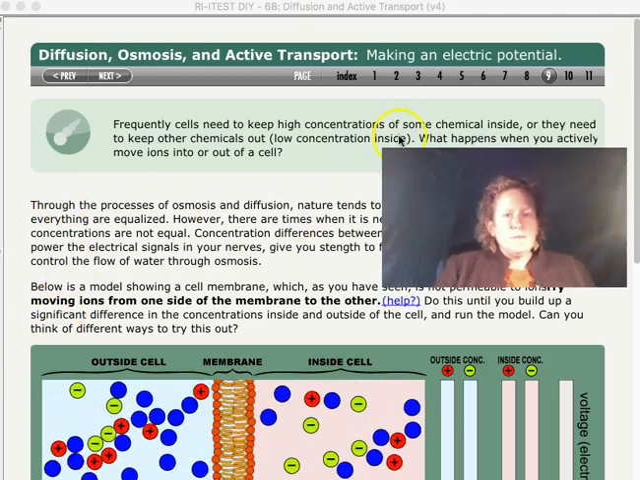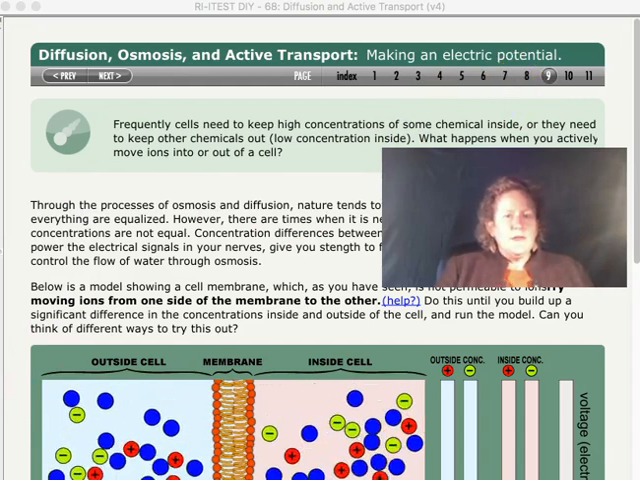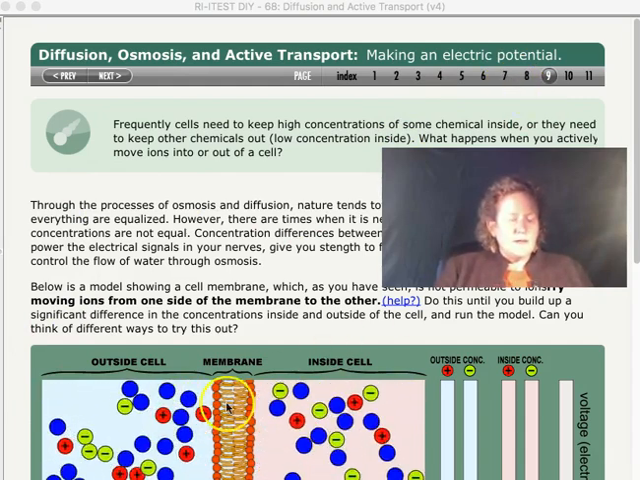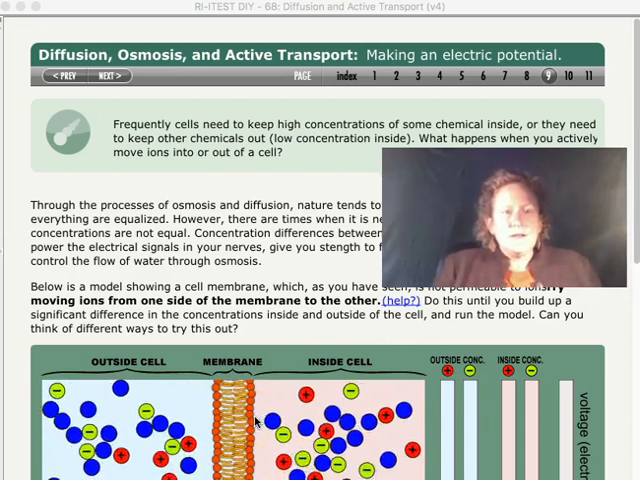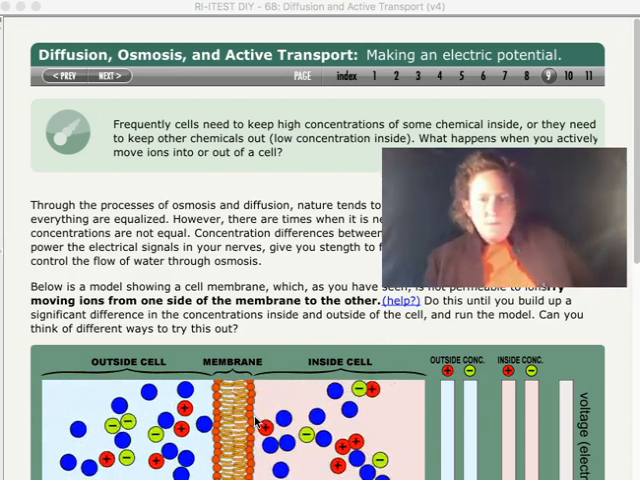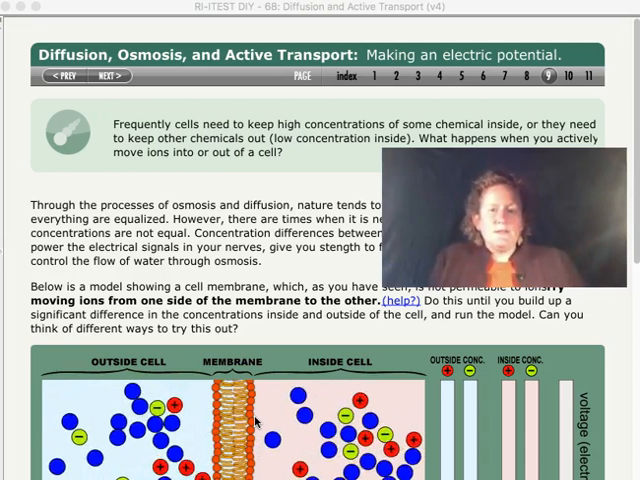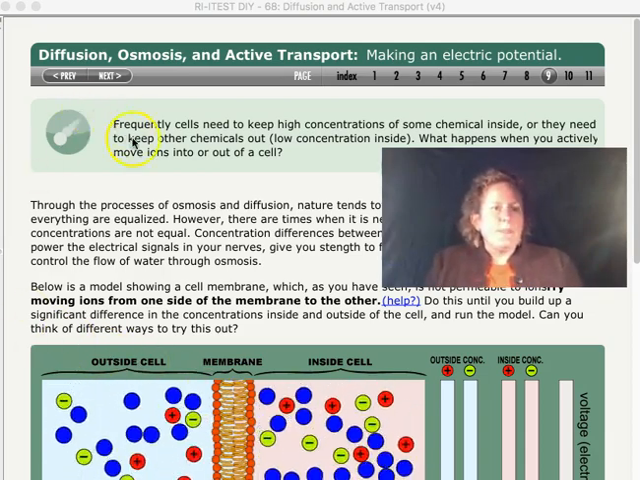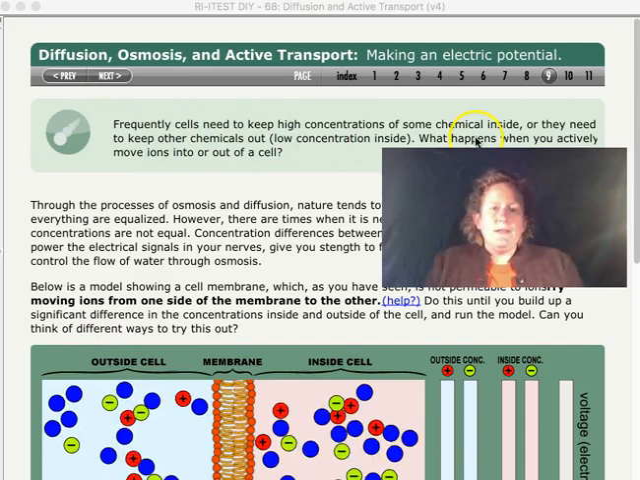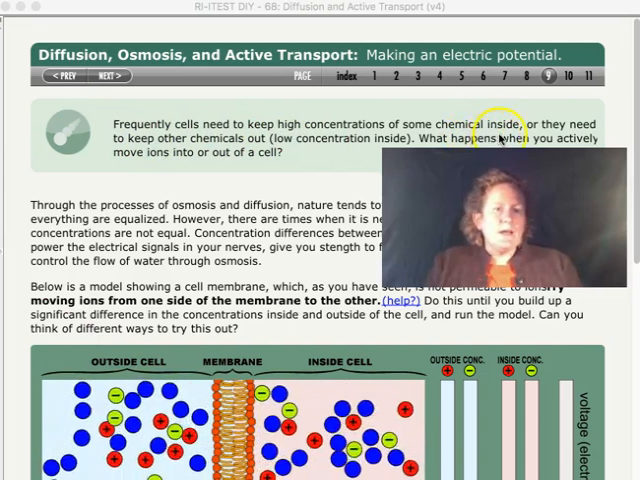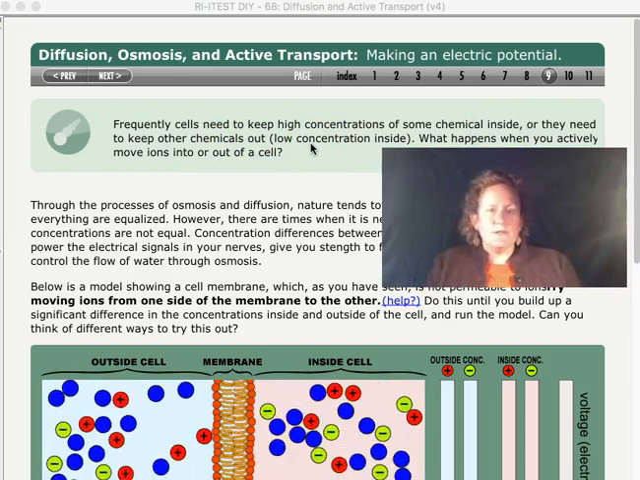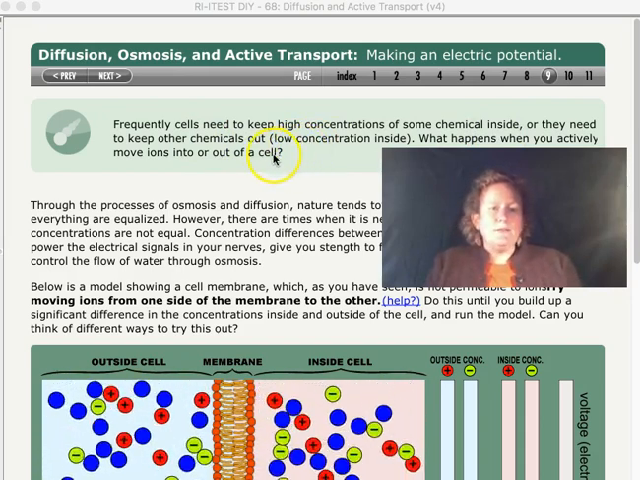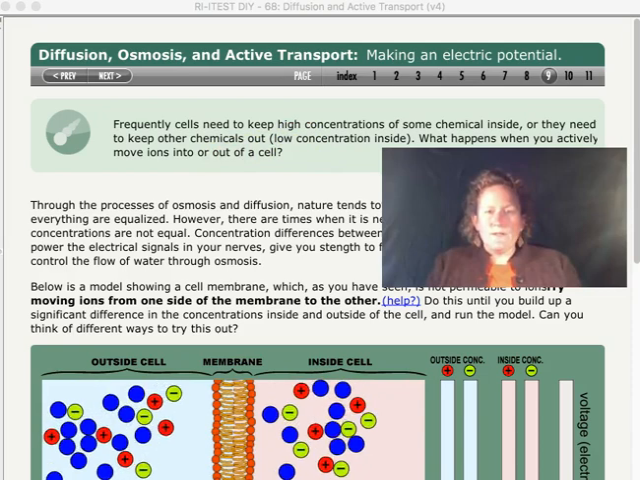So we're going to talk about making an electric potential. The reason an electric potential is important to have across the cell membrane is for a lot of different reasons, but one of the main ones is to send nerve signals. Frequently, cells need to keep high concentrations of some chemical inside, or they need to keep the chemicals out, having a low concentration inside. What happens when you actively move ions in or out of a cell?